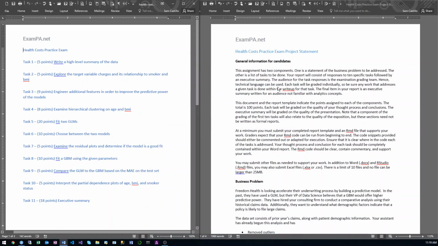On the real exam, they're going to give you the printed out practice. They give you the printed out project statement. In this case, I'm just going to read it on the screen here.